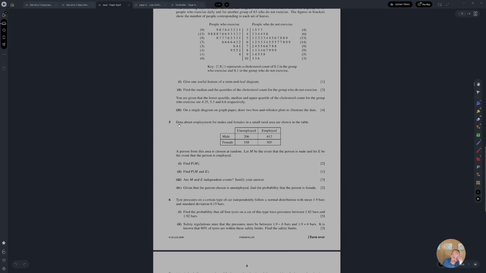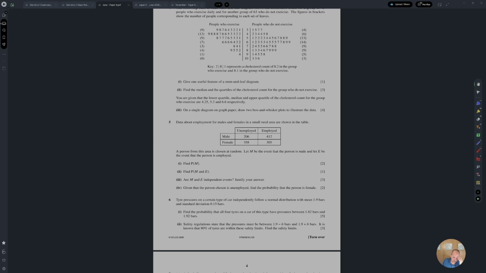Question 5, it says, data about employment for males and females in a small rural area are shown in a table. And you are given this table over here with information about male and female people in this rural area and the number of employed and unemployed. A person from this area is chosen at random. Let M be the event that the person is male, and let E be the event that the person is employed, sorry. First question is find P of M.